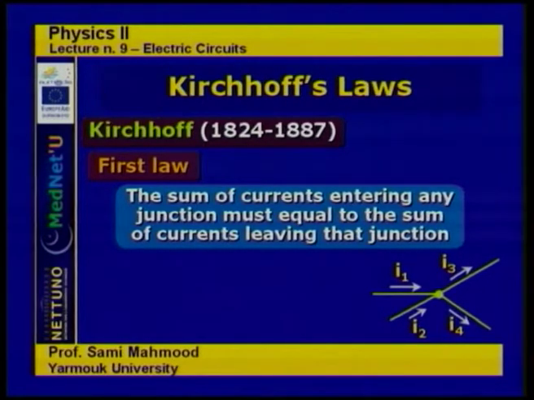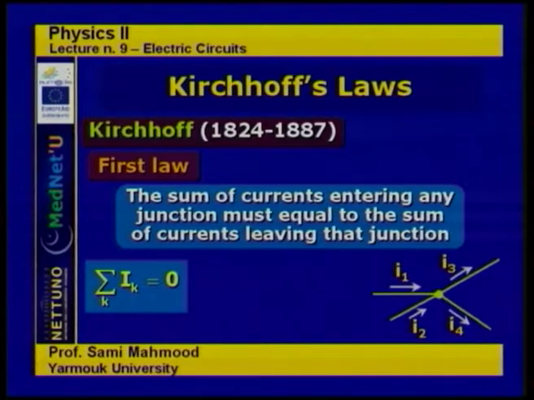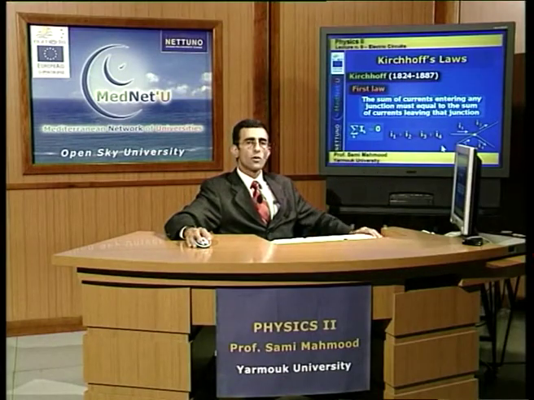So if we go to any junction and add the currents entering the junction, that is equal to the sum of currents leaving the junction. With a sign convention, for example, the currents entering are positive and the currents leaving are negative, the summation over all the currents at any junction should be 0, because the currents entering are equal to the currents leaving. So at this junction in the figure, I1 plus I2 is equal to I3 plus I4. This is a manifestation of the first law of Kirchhoff.